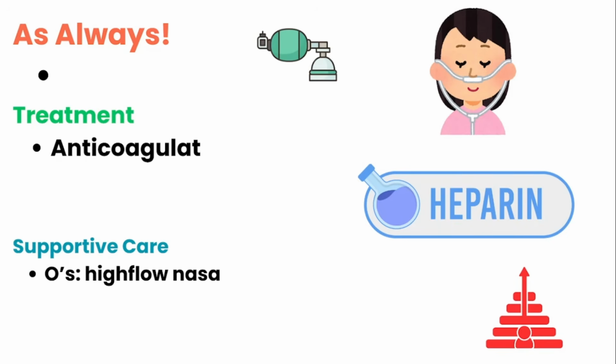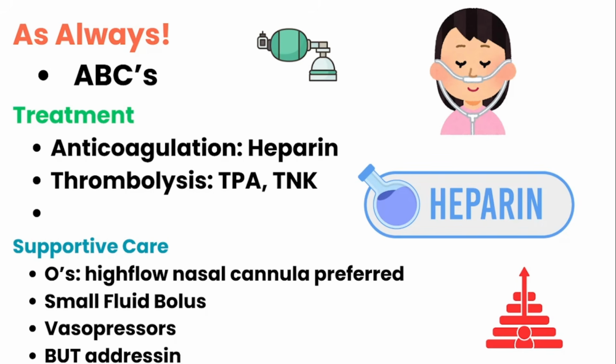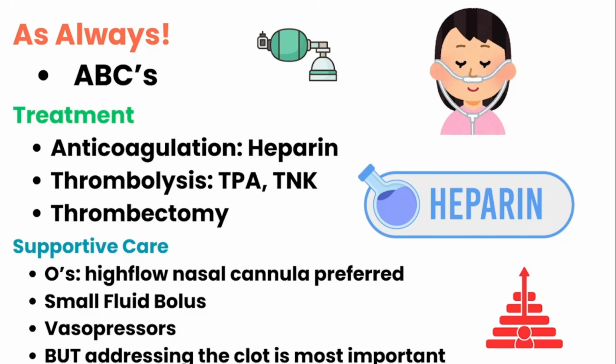Now, for the treatment of a pulmonary embolism, first, always start with the ABCs. If you haven't already, check out my video on the ABCs for a deeper dive. Now, if your patient is hypoxic and hypotensive and may require intubation, you need to be extra cautious. These patients are at a high risk of crashing during the intubation due to several factors.